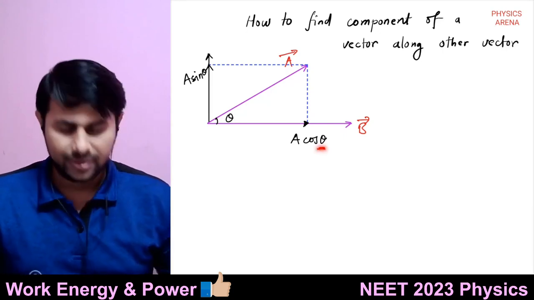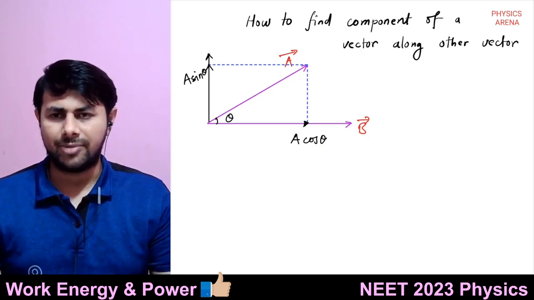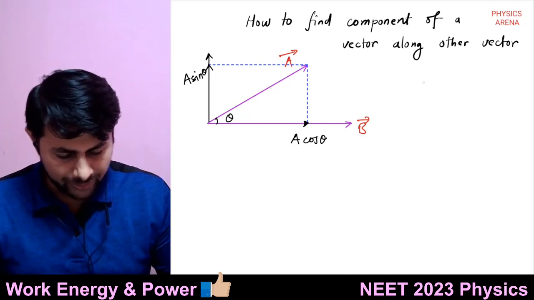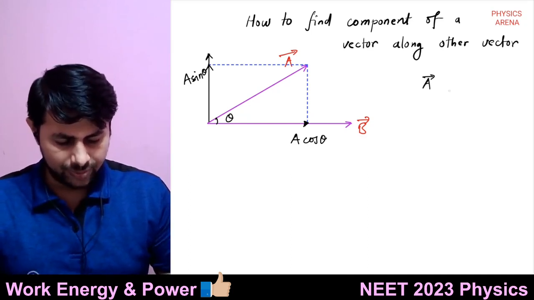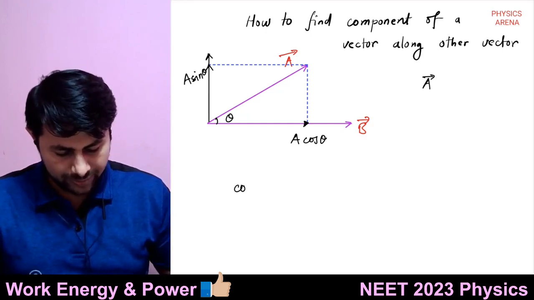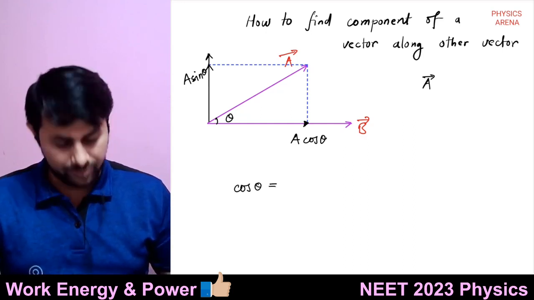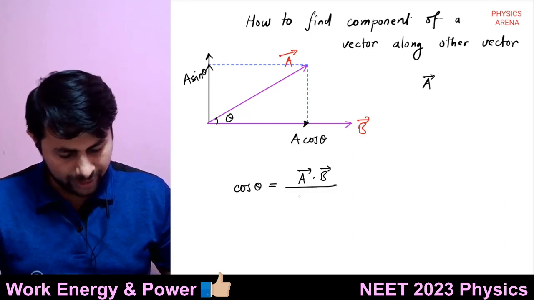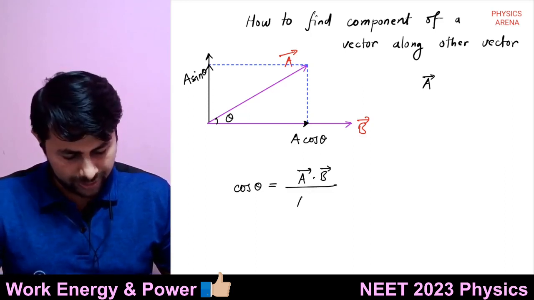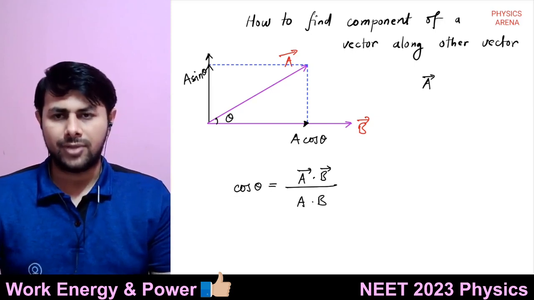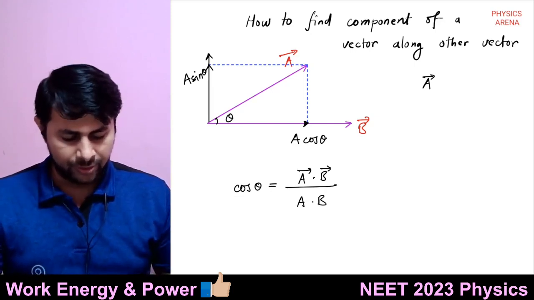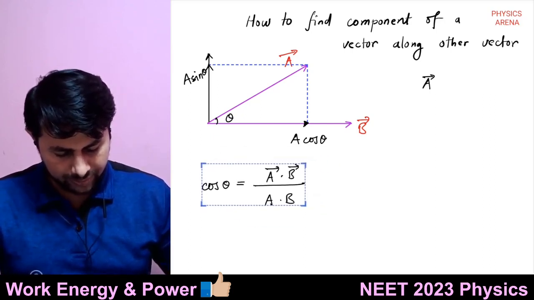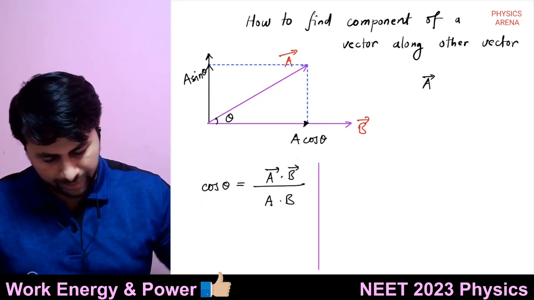And what is theta? Theta is the angle between A bar and B bar, right? So if I know A bar and B bar, I know what cos of theta is. What is cos of theta? It is A bar dot B bar divided by magnitude of A bar multiplied by magnitude of B bar. And I want the component of A bar along B bar, right?